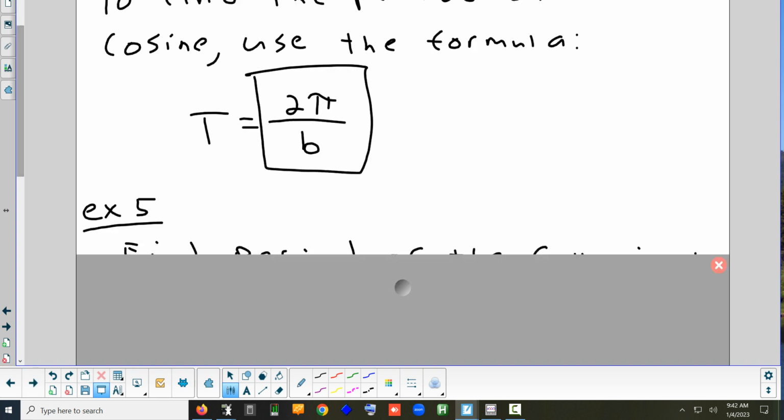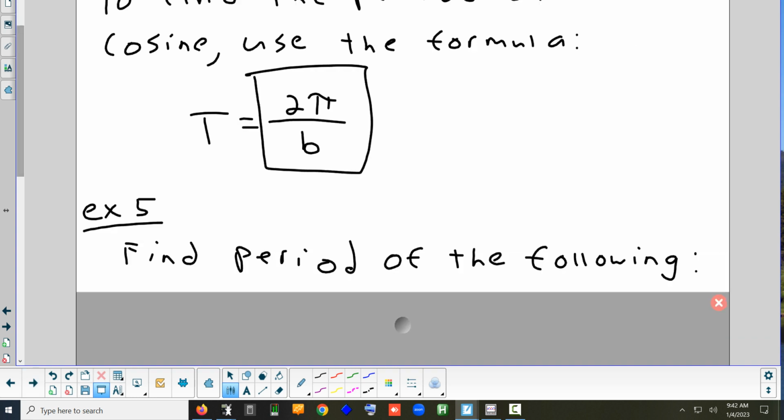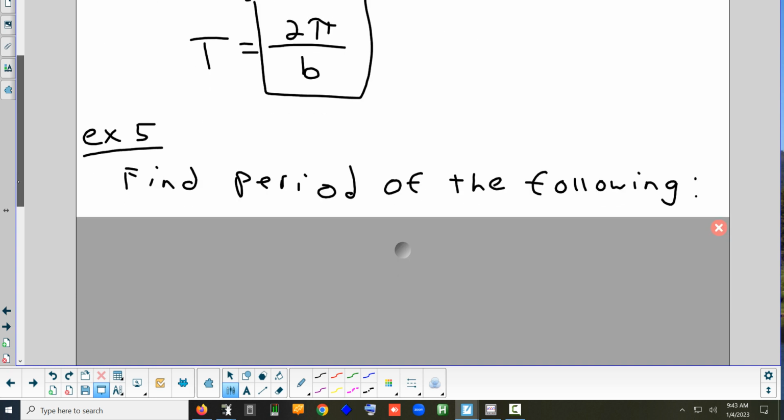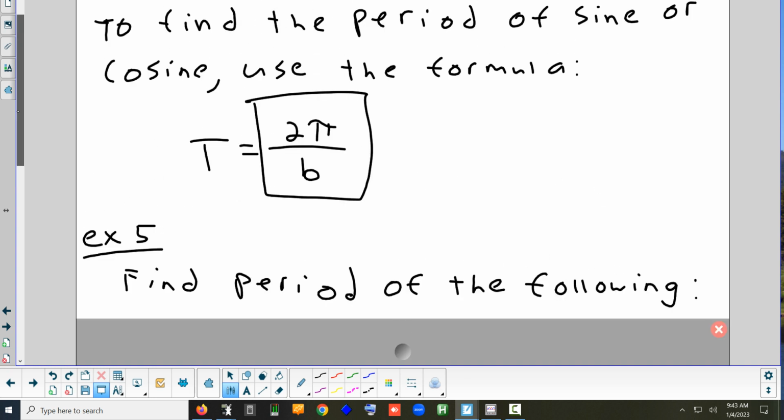So let's try a couple examples where we don't have to sketch anything. All we have to do is find the length of the period, which is the distance through one cycle. So just remember that formula: 2 pi divided by b.